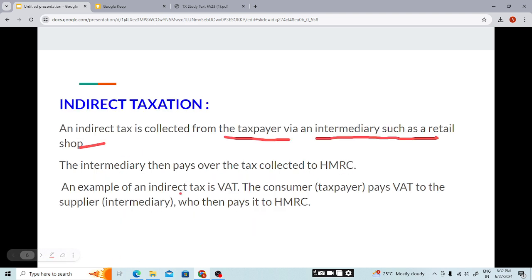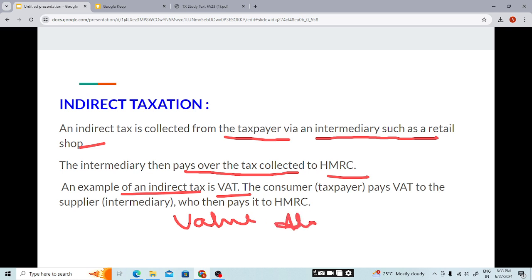Indirect tax is collected from the taxpayer via an intermediary like a retail shop or any showroom. The shopkeeper collects the tax from the individual, then pays it to the HMRC. The intermediary pays over the tax collected to the HMRC. An example of indirect tax is VAT, that is value added tax. We'll be studying this further, and it is paid to the HMRC. So we are done with the purpose of taxation, direct and indirect taxation, and the tax authority of the UK.